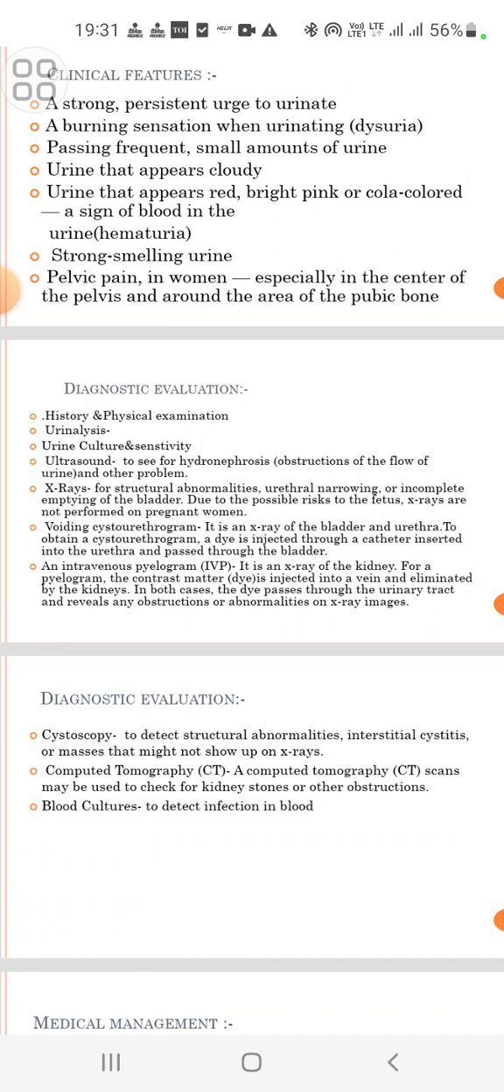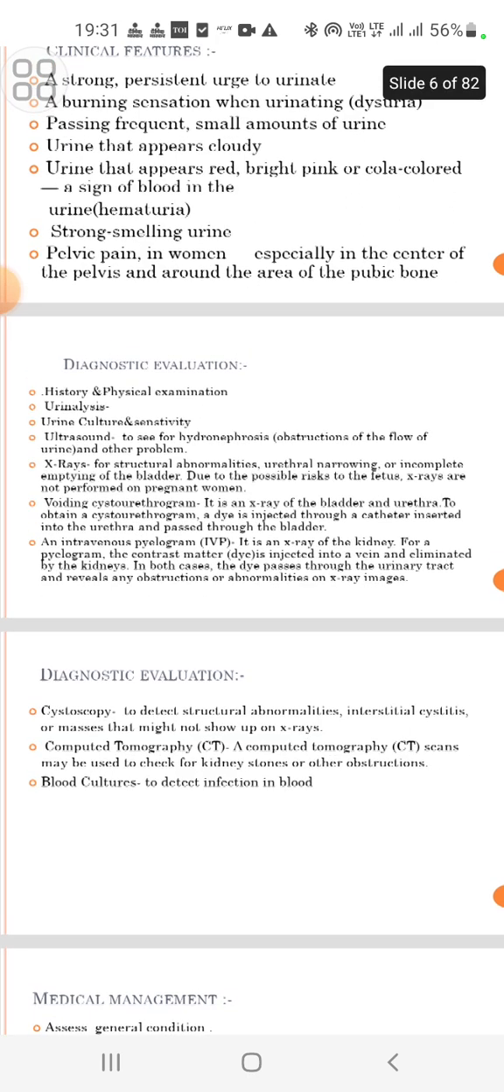Then we can go for the ultrasound. It is done to see the structure of the renal system. Like we do the KUB ultrasound, kidney, ureter, bladder combined. If any obstruction, structural damage, stasis, or narrowness is there, we can find it through the ultrasound. With that, we can have the x-rays of kidney, ureter, bladder. If a stone or something is there, it can be seen in the x-ray.